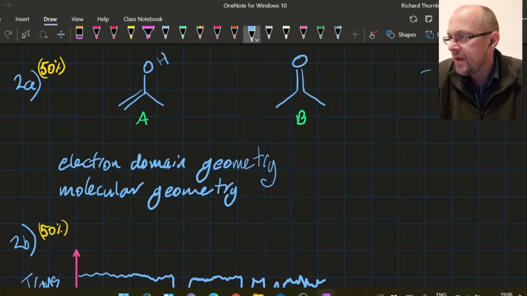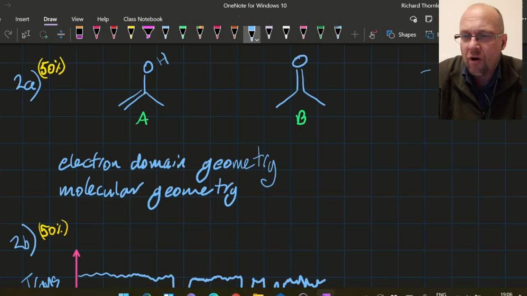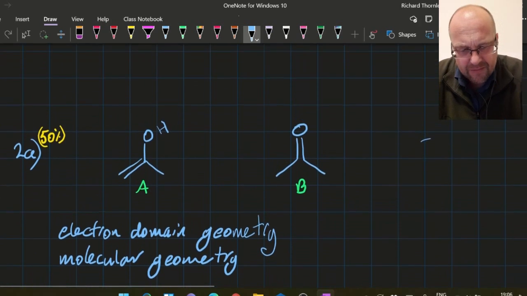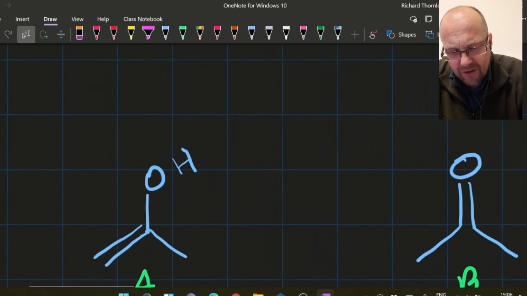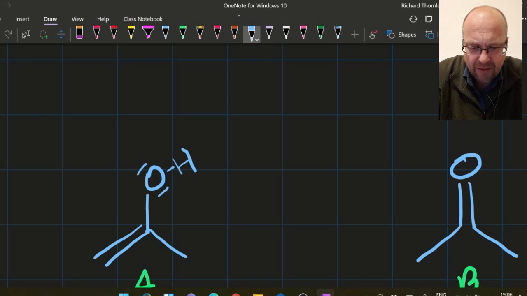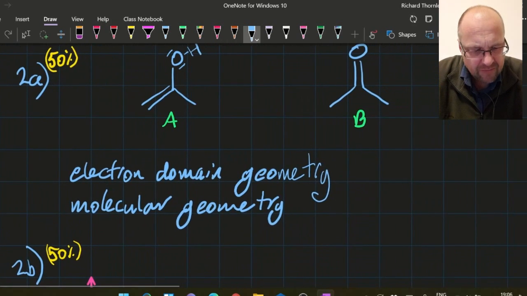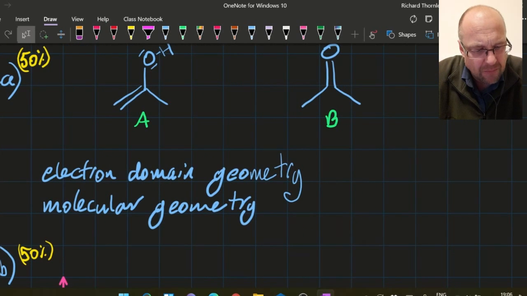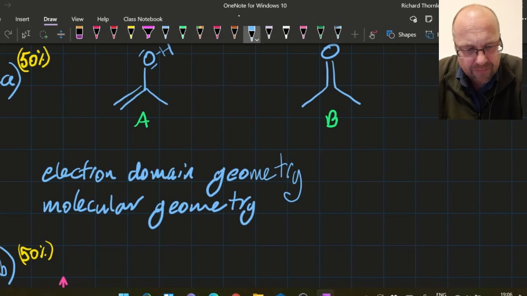Okay, question 2A. I misread this the first time. It's the electron geometries and domains around the oxygen atom. I just did it around the carbon. That was silly. All right, so let's look at the oxygen. There's actually a bond and 2 electron pairs on that oxygen. So there are 4 electron domains, and so the electron domain geometry is going to be tetrahedral. Tetrahedral.